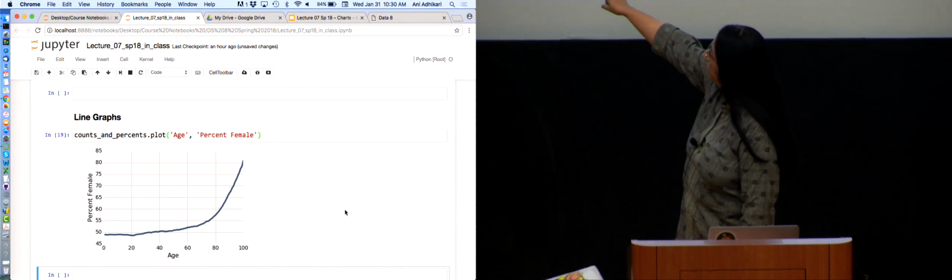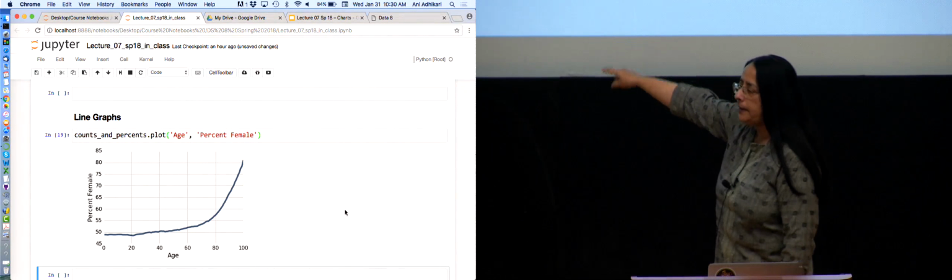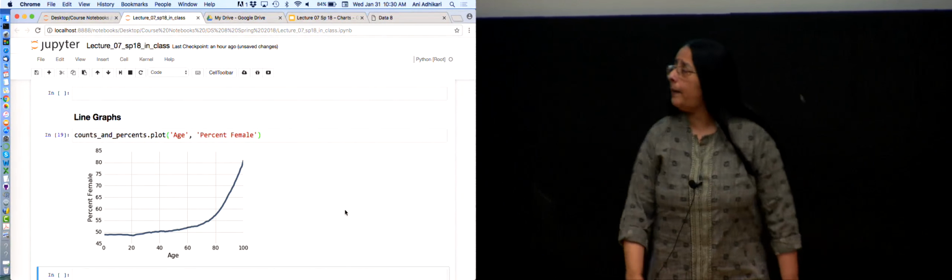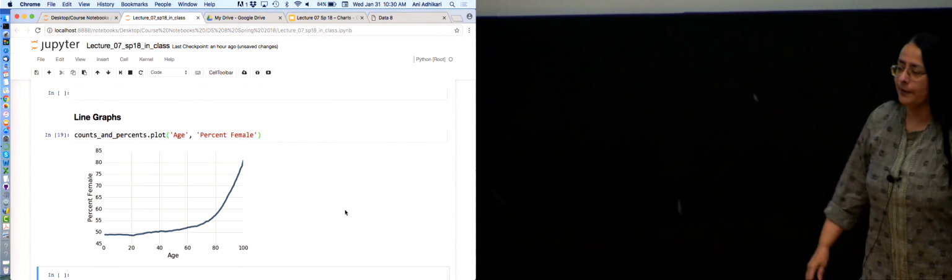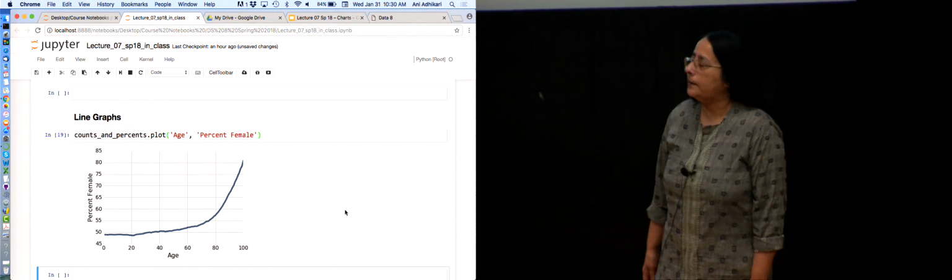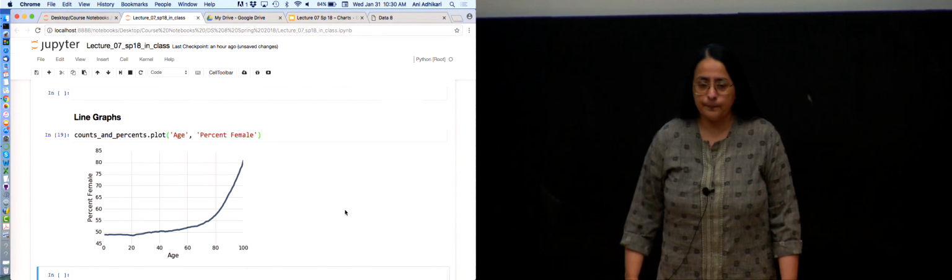That is interesting. You start out, proportion female is just below 50%, by about 40 males and females in equal proportions, and what happens to the senior citizens? At the higher ages, you're seeing quite substantially more females than males. So that is an interesting observation from this graph, and we'll look at it a little more carefully.